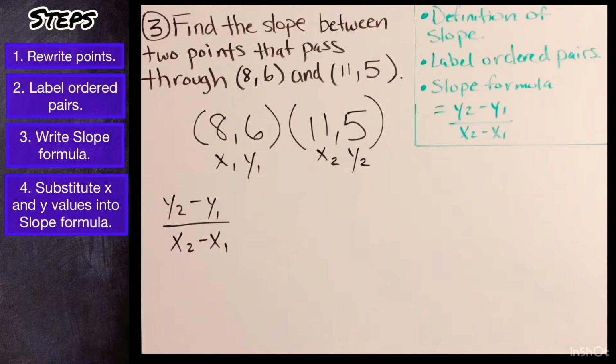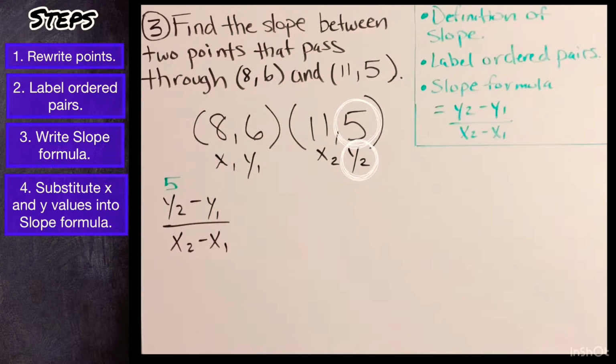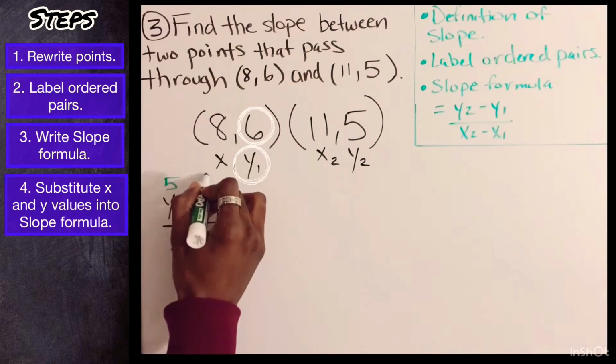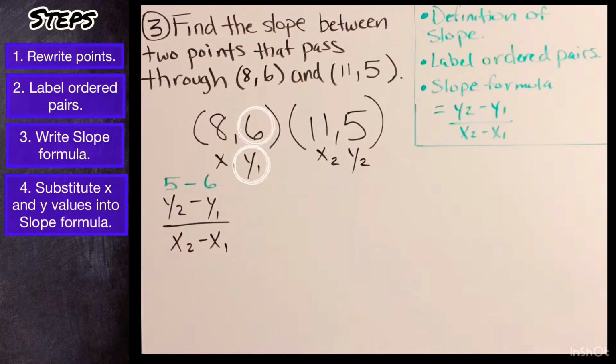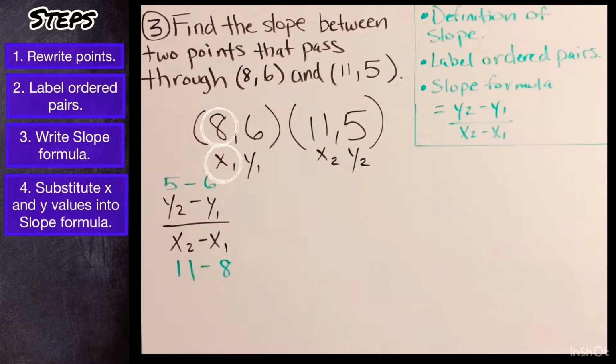Now, we'll substitute our x, y values into the formula, placing them up top and on the bottom. So we see our y sub 2 is 5. Our y sub 1 here is 6, keeping our minus sign. Then if we look at the denominator, we'll see our x sub 2 is 11 this time, and our x sub 1 is 8. Keep our minus sign there.